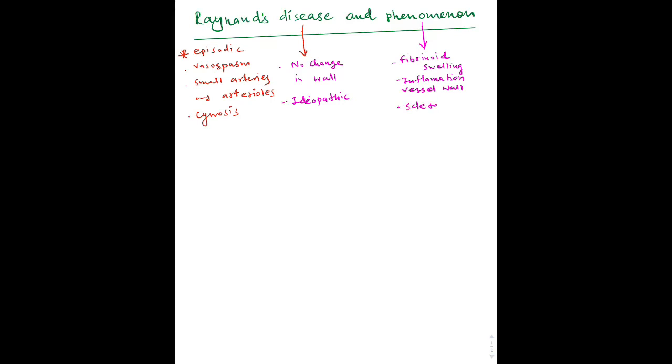So diseases like scleroderma, SLE, Berger's disease, other diseases like multiple myeloma, and some drug intoxication also is there. So basically we can say that the Raynaud phenomena is having some underlying cause like scleroderma or SLE or Berger's disease or multiple myeloma, whereas this Raynaud disease is idiopathic. We don't know any cause, and there won't be any change in the vessel walls, whereas in the phenomena there will be some fibrinoid swelling and some inflammation of the vessel wall. So guys, this was some definition and some of the cause and little bit difference between the Raynaud disease and Raynaud's phenomena.